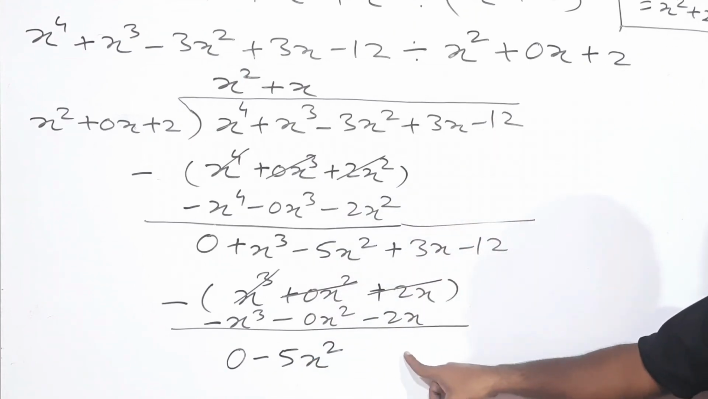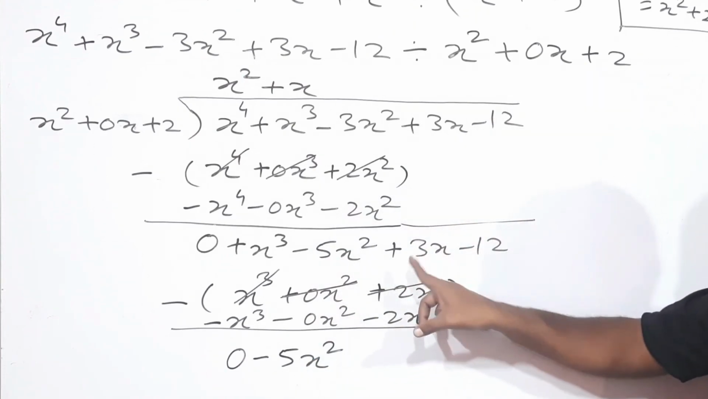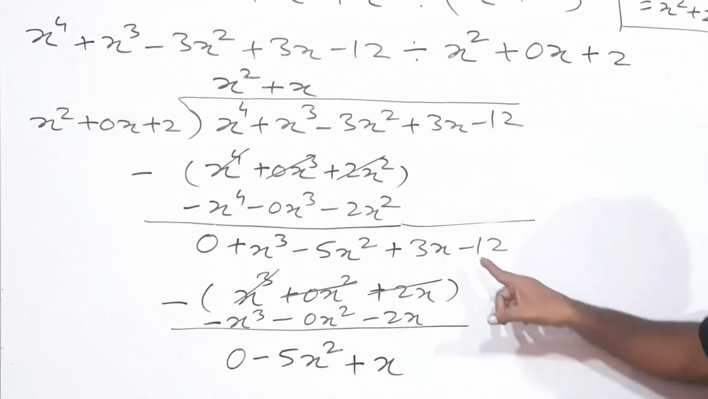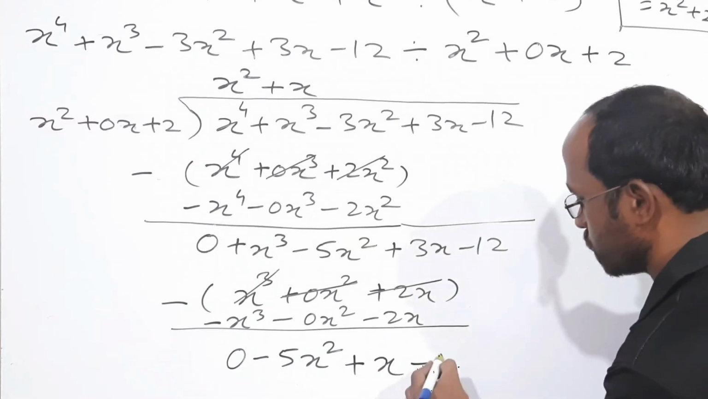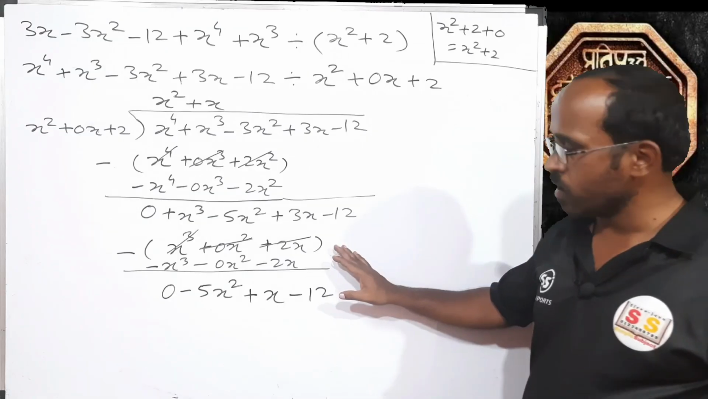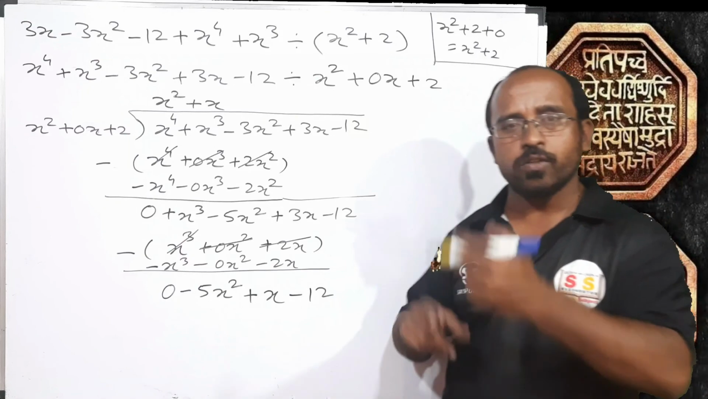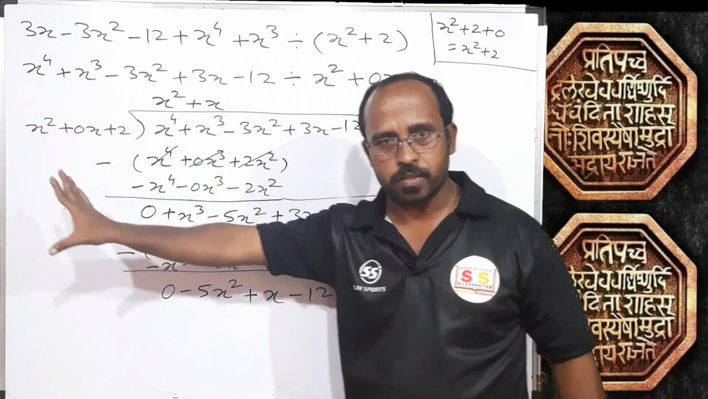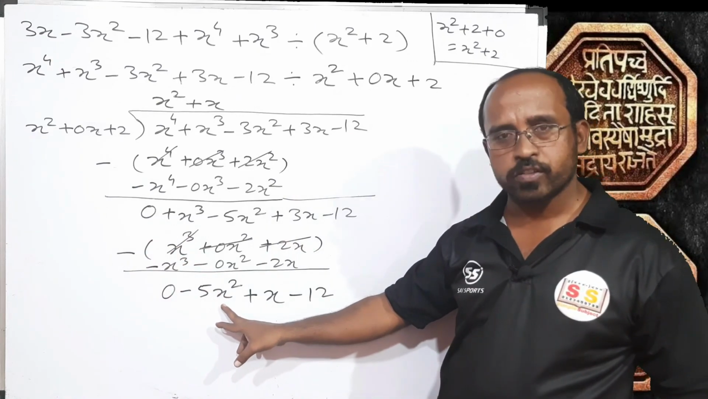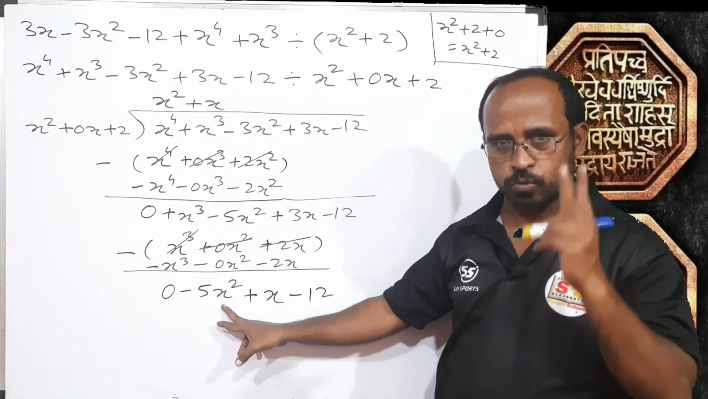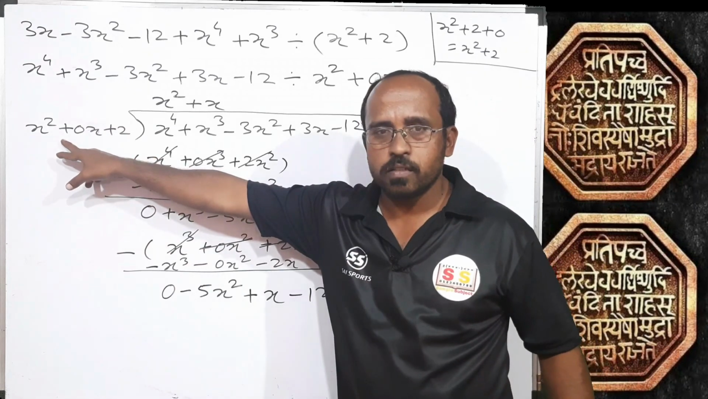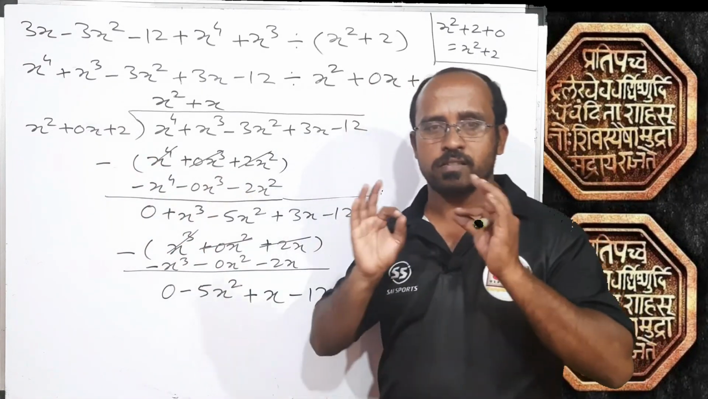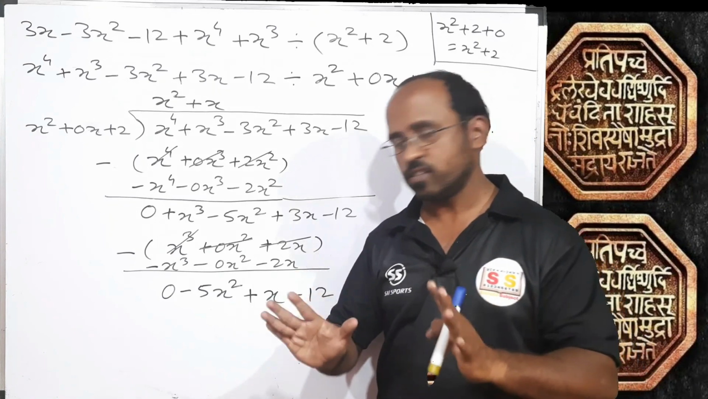3x minus 2x is 1x. The symbol of the greater number is plus. So plus 1x, that is plus x. Minus 12, we have to bring it down as it is. Clear? Again, we have to continue the same step unless and until the degree of this is greater than or equal to the degree of the divisor. The degree of this minus 5x square, which is the highest degree, is 2. Here the degree of the divisor x square is also 2. So the degrees of both the polynomials are the same. So we can divide.